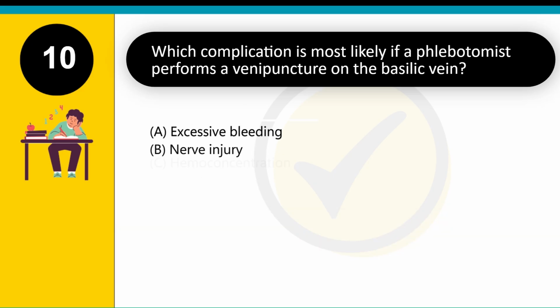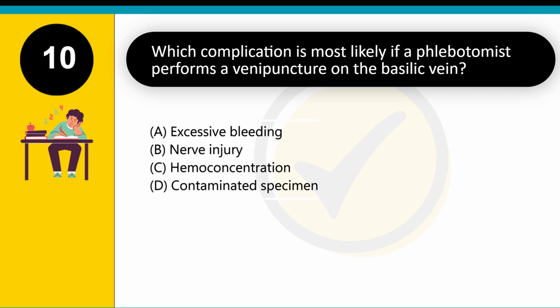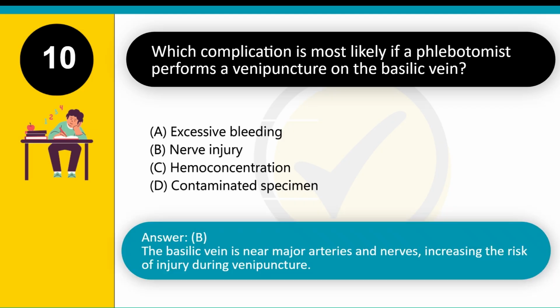Which complication is most likely if a phlebotomist performs a venipuncture on the basilic vein? A. Excessive bleeding. B. Nerve injury. C. Hemoconcentration. D. Contaminated specimen. Answer B. The basilic vein is near major arteries and nerves, increasing the risk of injury during venipuncture.